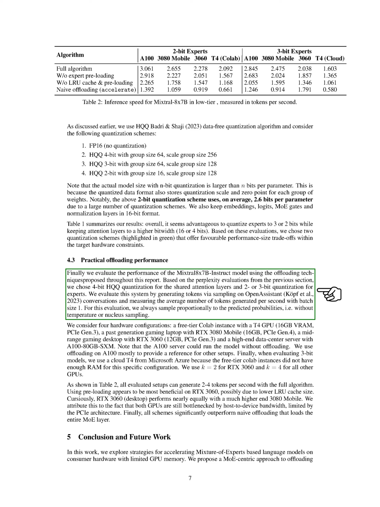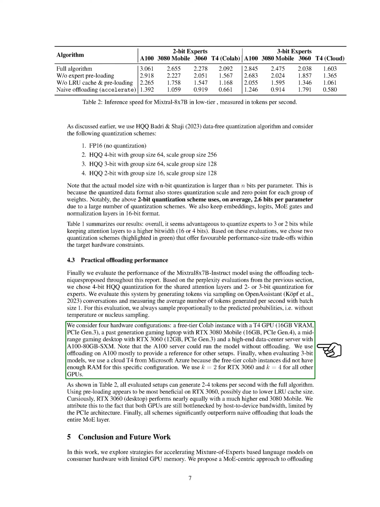Finally, we'll evaluate the performance of the Mixtral-8x7b instruct model using the offloading techniques proposed in this report. We'll be generating tokens via sampling on Open Assistant conversations and measuring the average number of tokens generated per second with batch size 1. We'll consider 4 hardware configurations: a free-tier Colab instance with a T4 GPU, a past-generation gaming laptop with RTX 3080 mobile, a mid-range gaming desktop with RTX 3060, and a high-end data center server with an A100-80 GB SXM.